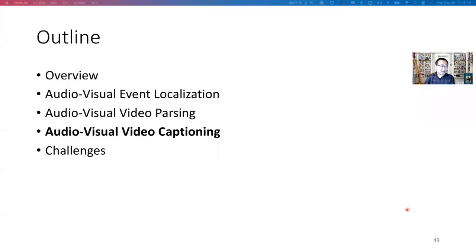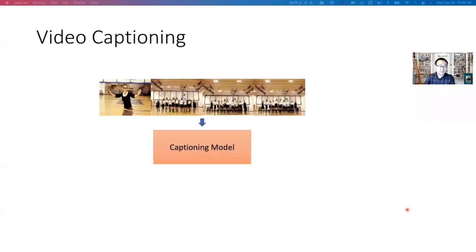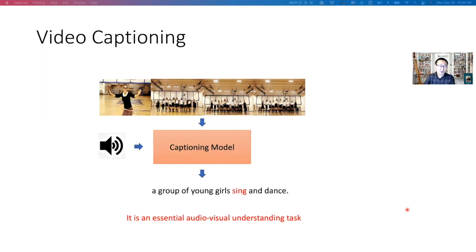Next, I will talk about audiovisual video captioning. Given a video sequence, the goal of video captioning is to generate a natural language sentence to describe the video content. It's an essential audiovisual understanding task. With adding the audio information, we can get a more comprehensive description for the video.